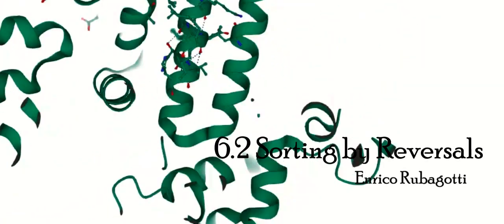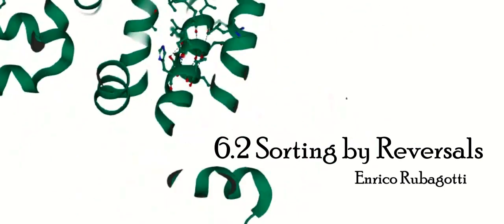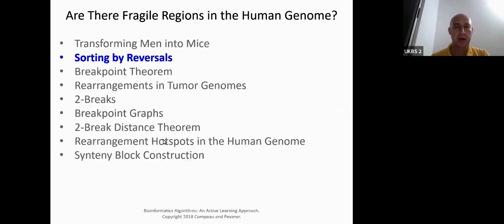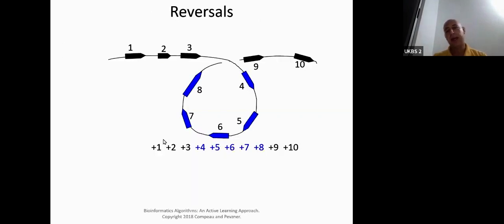In this video, we are going to describe the sorting by reversals. Now, we are going to pass to the second part, called sorting by reversals. And this is an example of a DNA strand in which we have synteny blocks.